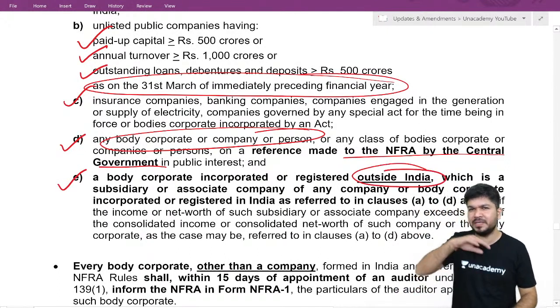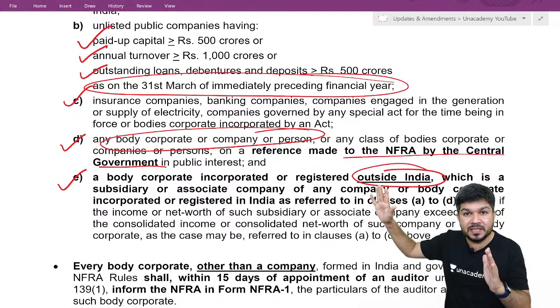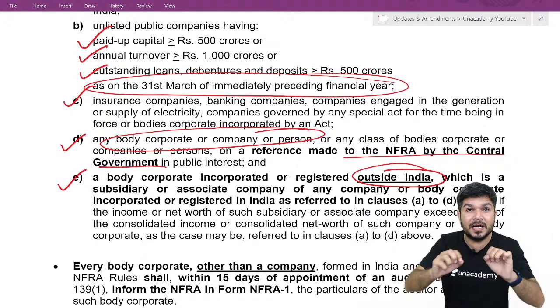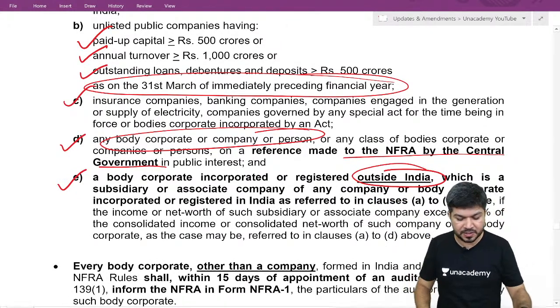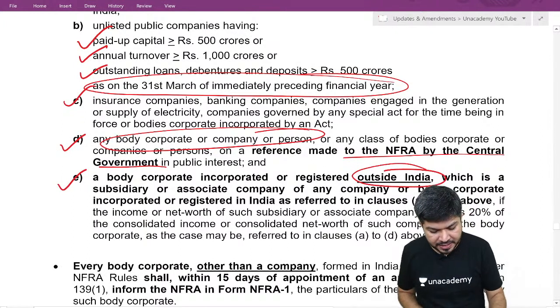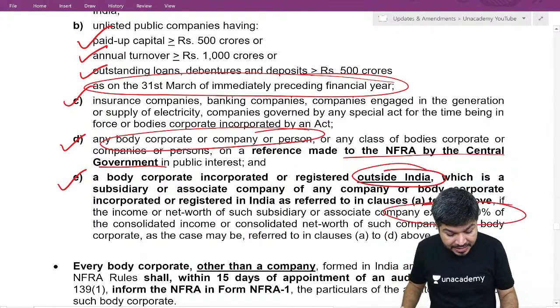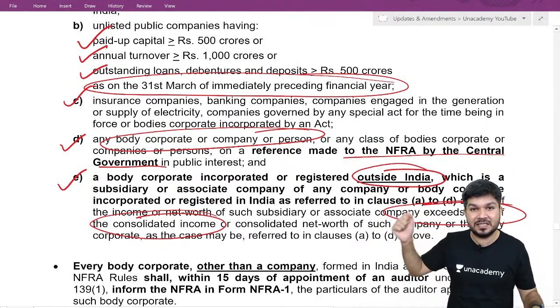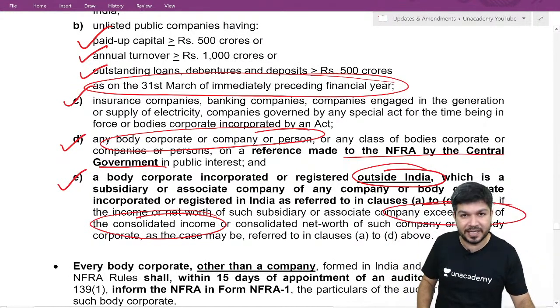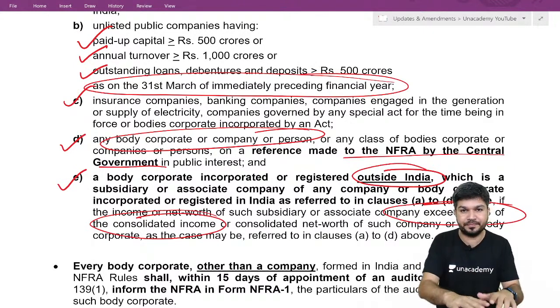There is a company incorporated outside India which is a material subsidiary or associate of a company registered in India. If it is a subsidiary or associate of a company registered in India and it's a material one, material means the revenue coming from there exceeds 20% of consolidated income, or the net worth coming from them exceeds 20% of consolidated net worth.